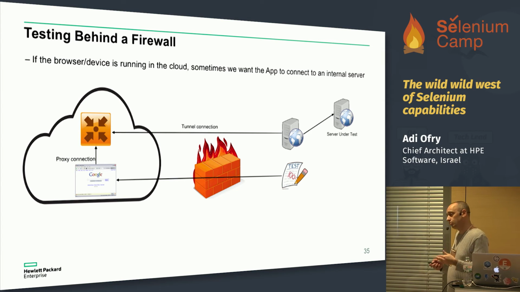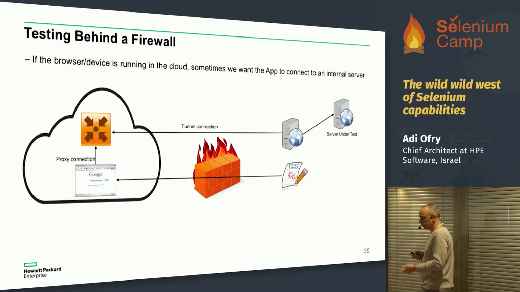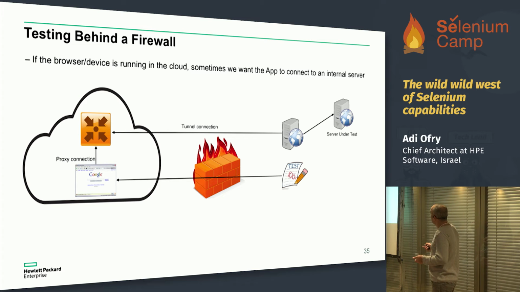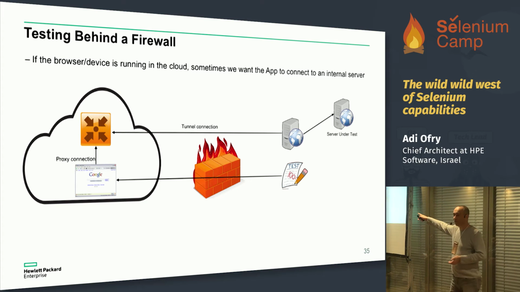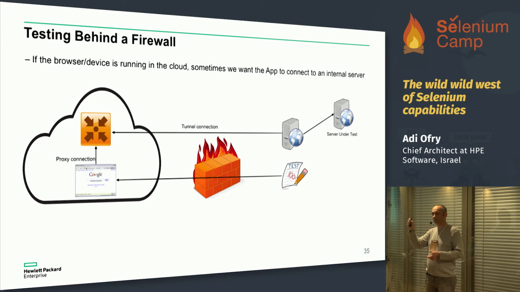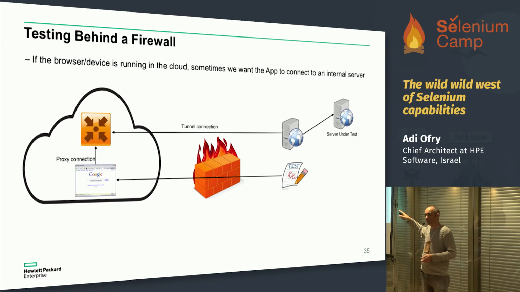So there is a solution across vendors. Each vendor has its own. It's called a bridge, a cloud bridge. You install something locally, which goes out to the cloud, and then there is an open connection, and then your browser or mobile is configured as a proxy to go through the bridge and access your server.